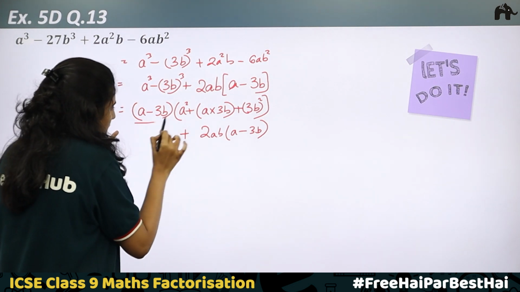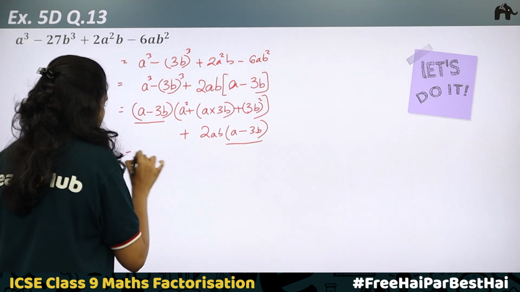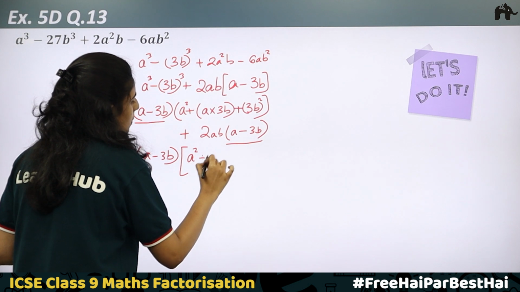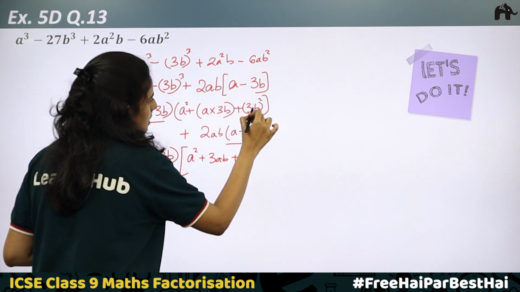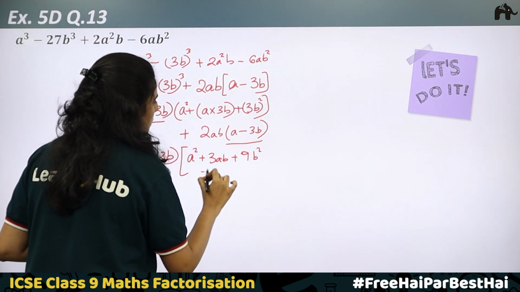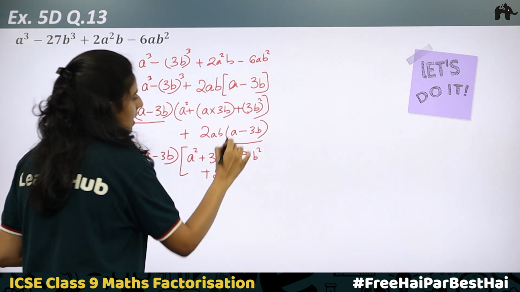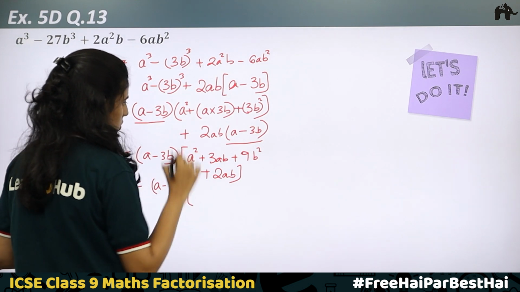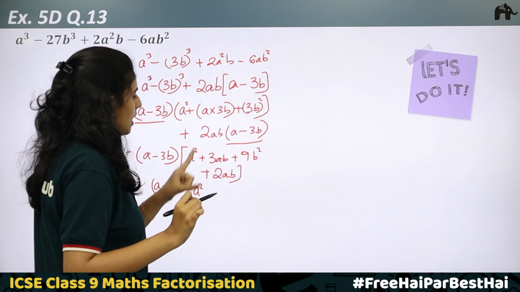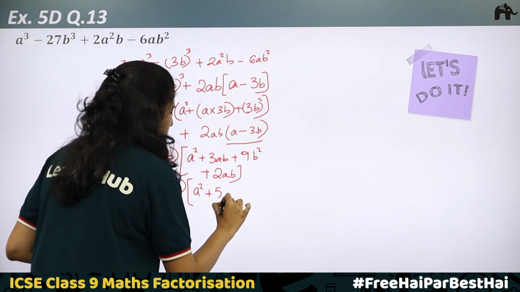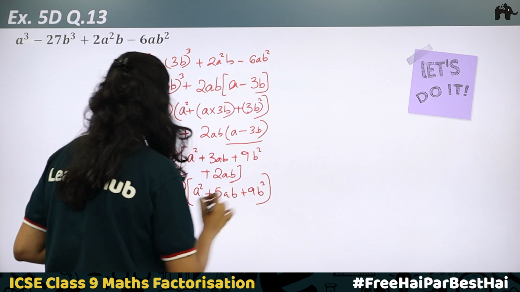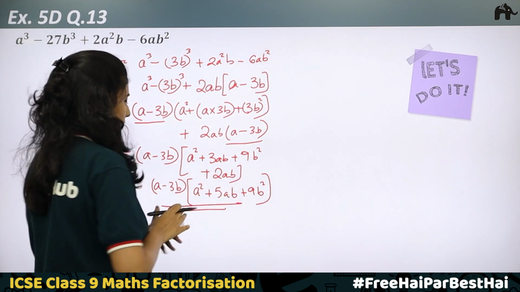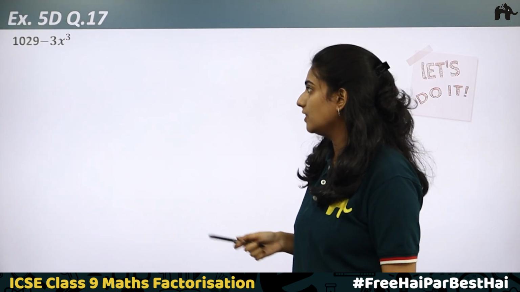Here, you can see a minus 3b is common in both the terms, which can be taken out. a minus 3b into a square plus 3ab plus (3b) whole square, which is 9b square, plus the remaining 2ab when a minus 3b is taken out. So it equals a minus 3b into a square plus 3ab plus 2ab, which is plus 5ab plus 9b square. So, the factors are a minus 3b and a square plus 5ab plus 9b square. Clear?